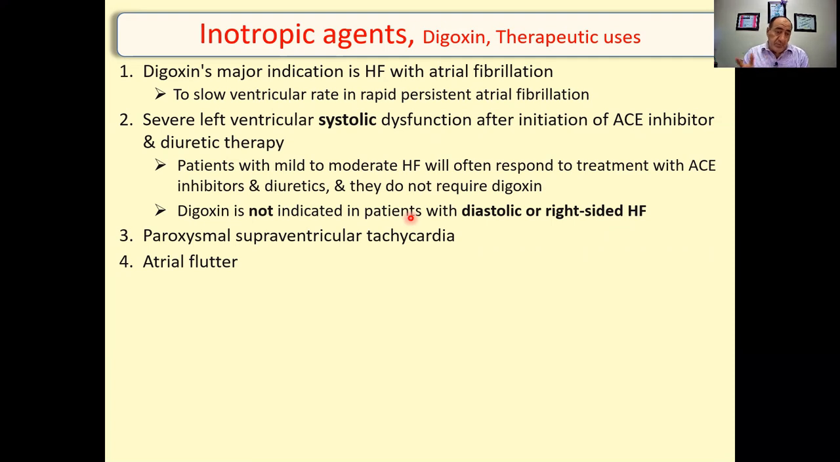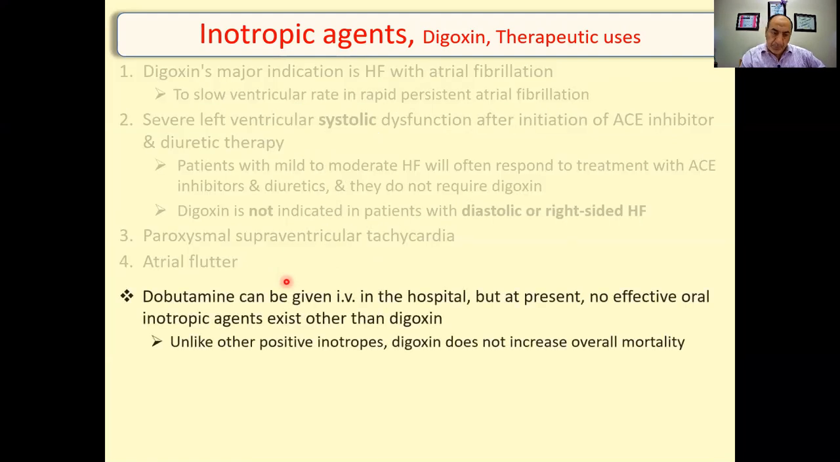Diastolic heart failure results from hypertrophy and decreased stiffness of the myocardium. So the problem here is not the contractility, so it will not add anything, it will just add toxicity. And right-sided heart failure. Paroxysmal supraventricular tachycardia and atrial flutter, because it will decrease the heart rate.